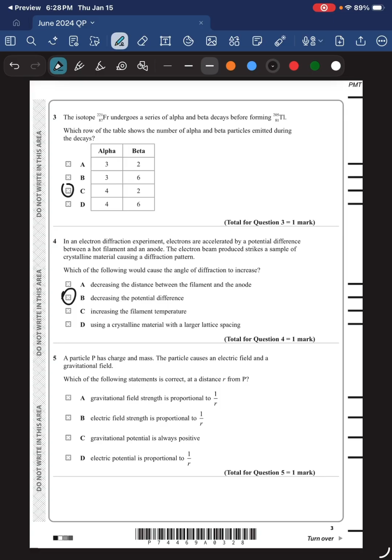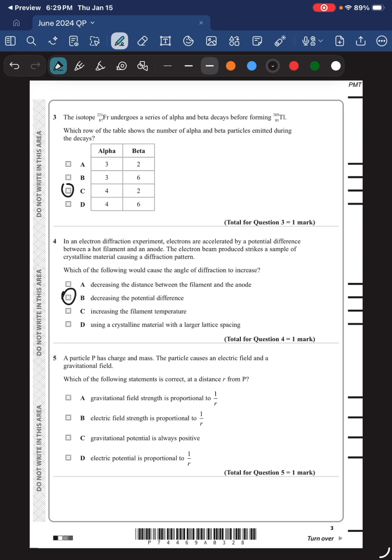The particle P has charge and mass. Okay. The particle causes an electric field and gravitational field. Which of the following statements is correct at a distance r from P? The gravitational field strength is proportional to 1 over r. That's wrong, because it's proportional to 1 over r squared. Electric field strength is proportional to 1 over r.